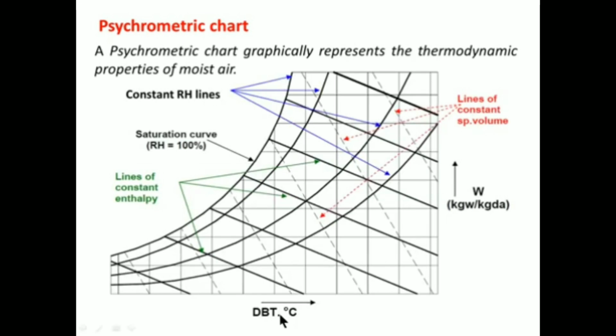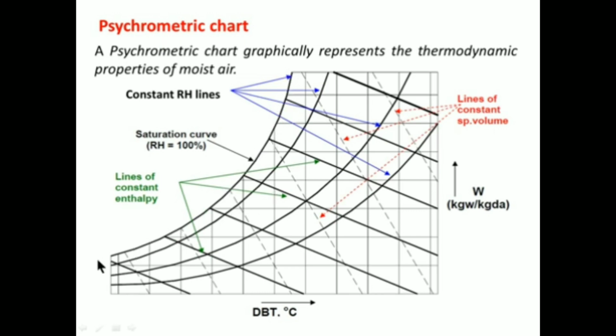Psychrometric chart graphically represents the thermodynamic properties of moist air. So this is the psychrometric chart where we can see that the bottom horizontal line represents various values of dry bulb temperature, whereas the vertical line represents various values of specific humidity. This is the saturation curve at which the value of relative humidity is 100%.